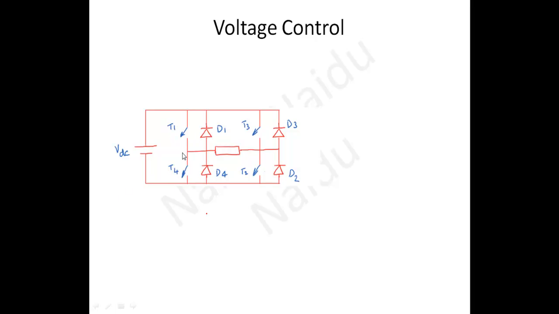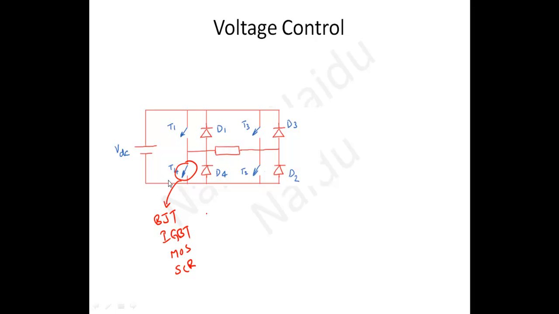In place of a fully controlled switch, it can be anything: a BJT, IGBT, MOSFET or SCR. That means in place of this mechanical switch, any of these can be used. That's why this is simply given with the switches only.